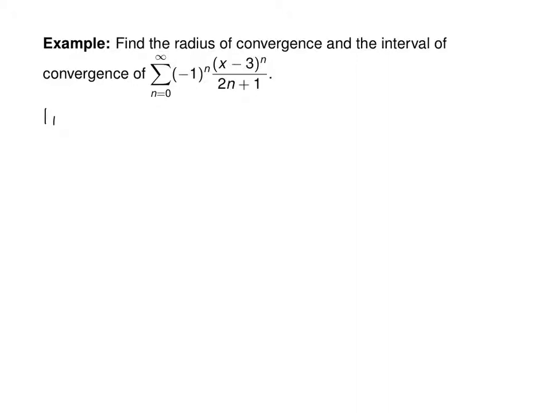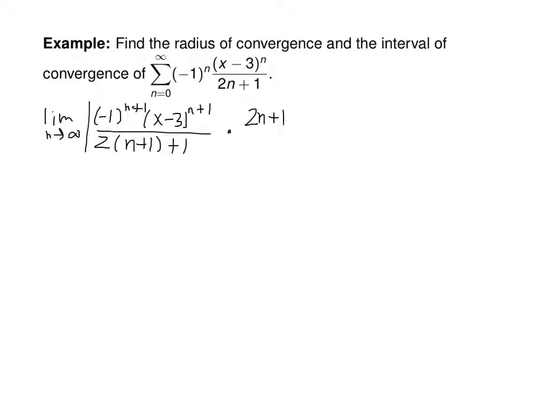So once again, let's just start by applying the ratio test. First we input n plus 1, so we'll have negative 1 to the n plus 1, multiplied by x minus 3 to the n plus 1, over 2 times n plus 1 plus 1, then multiplied by 2n plus 1 over negative 1 to the n times x minus 3 to the n. Alright, the negative ones we can absolute value, they become 1, they're gone.